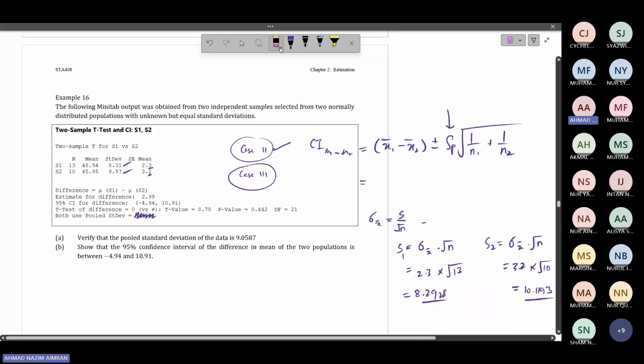Sebenarnya decimal places. Okay, so bila dah ada yang ini barulah awak boleh calculate the full standard deviation. Bila dah ada full standard deviation, barulah boleh guna formula ini untuk calculate the confidence interval.